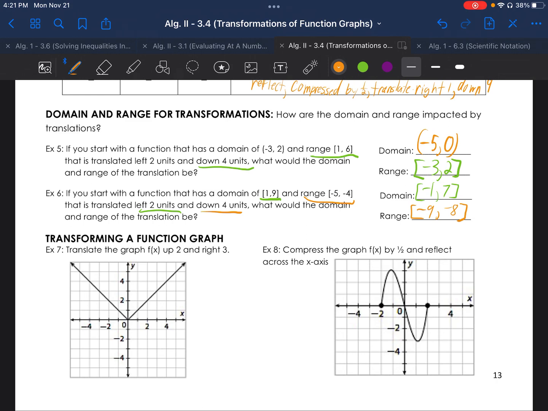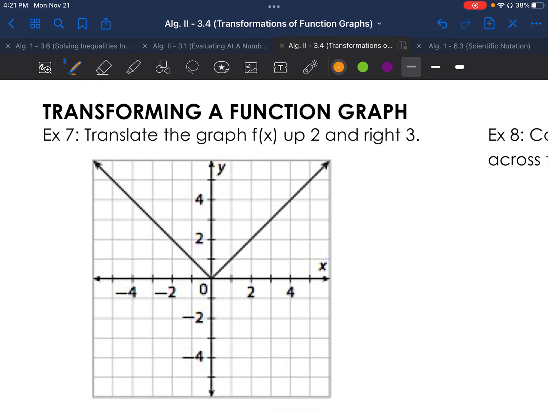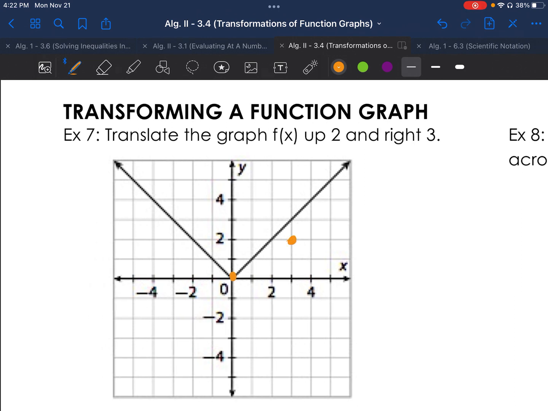Alright, so now we're given a graph and we're asked to do this different transformation to it. So, translate this first graph up 2 and right 3. A good way to do it is pick a few points and move them. So in this case, up 2, right 3, we can count that. So pick a point, go up 2, go right 3, and say, hey, that's the new place for this point.